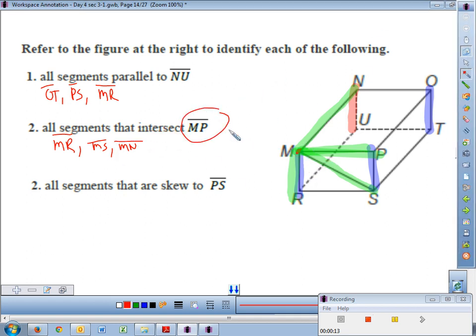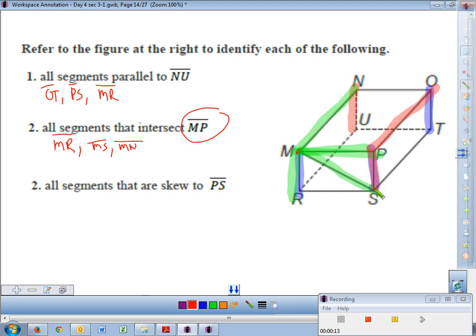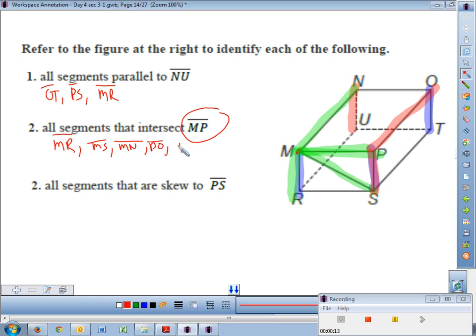Well, since we're trying to intersect segment MP, don't forget about P. Anything that touches point P should be good, so segment PO sure does. Segment PS sure does. And looks like we are done with that.